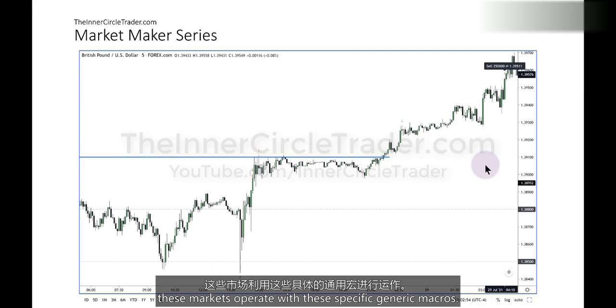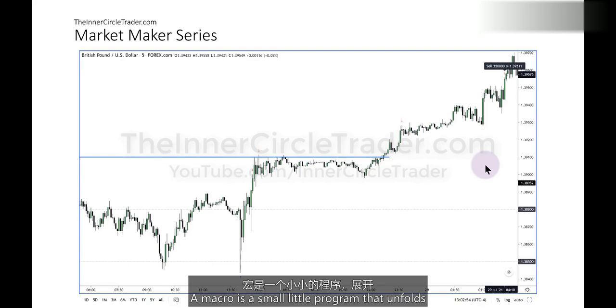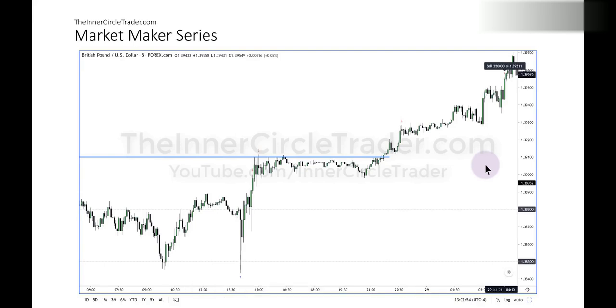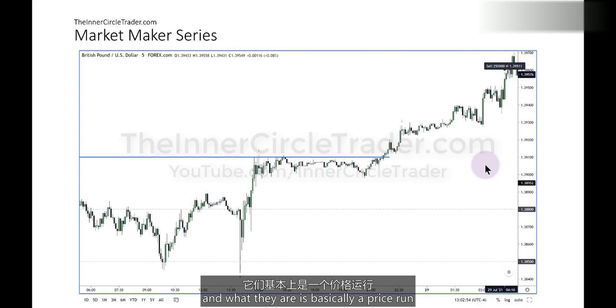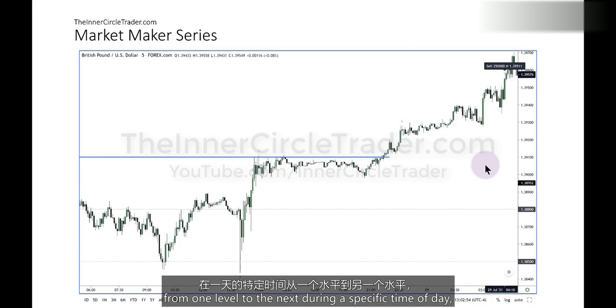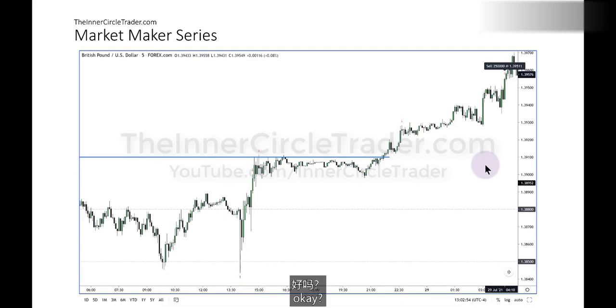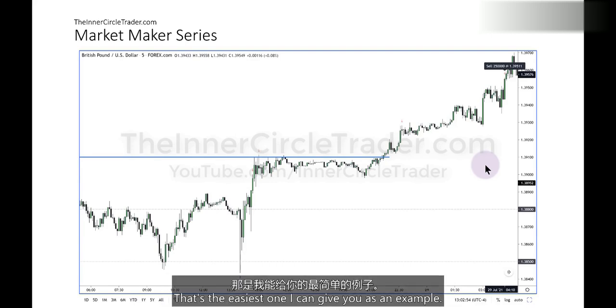These markets operate with these specific generic macros. A macro is a small little program that unfolds in an algorithm. What they are is basically a price run from one level to the next during a specific time of day. That's the easiest example I can give you.